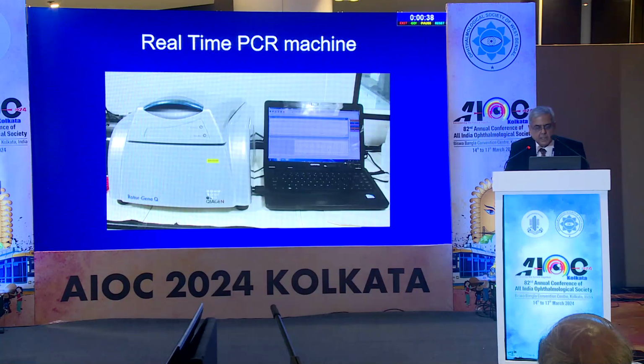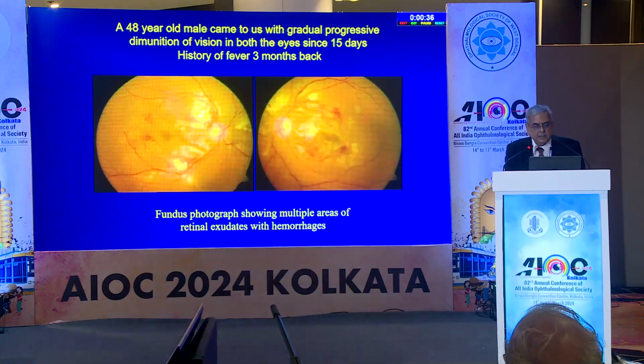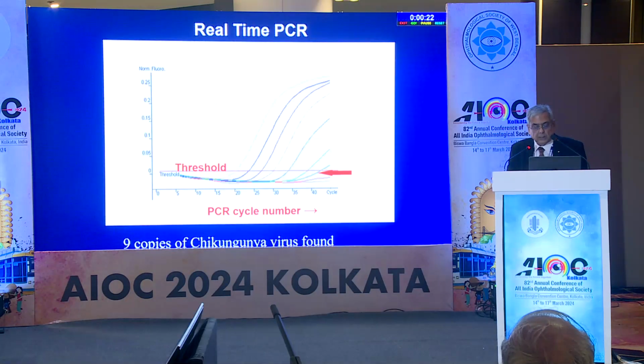And this is a real-time PCR machine, and this is a 48-year-old male who came to us with gradual progressive dimness of vision in both eyes since 15 days, with a history of fever 3 months back. Fungal endophthalmitis was suspected, showing multiple areas of retinal exudates with hemorrhage. We did a PCR for all the viruses and infectious organisms like toxoplasma, etc. 9 copies of the chikungunya virus were found.